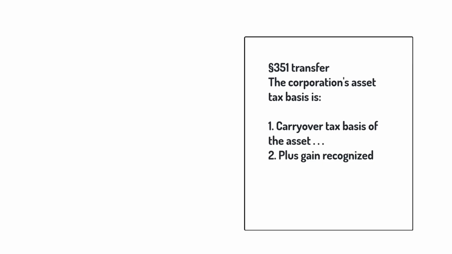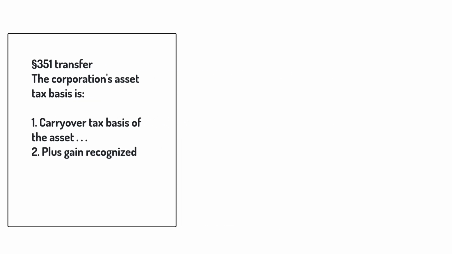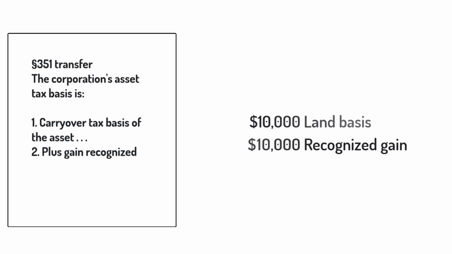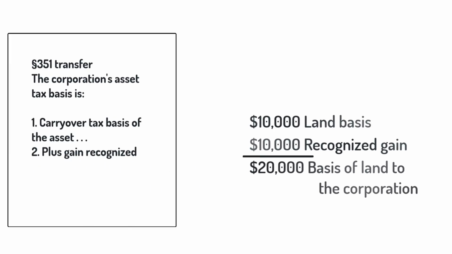Now let's calculate the land basis to the corporation. We'll start with the carryover basis of the land of $10,000. Then we'll add the gain recognized of $10,000 to give us a total basis to the land of $20,000.